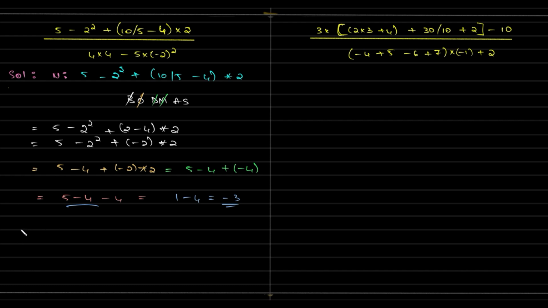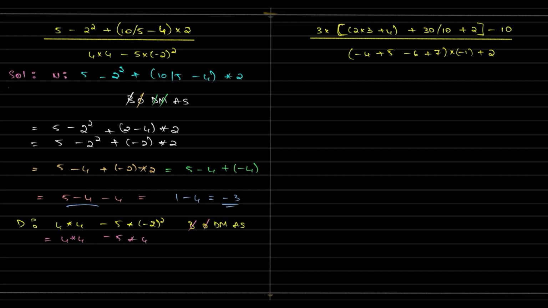Then the denominator, 4 into 4 minus 5 into minus 2 the whole square. BODMAS. Don't have brackets, but we do have operation. Minus 2 square is 4. So we have 4 into 4 minus 5 into 4.